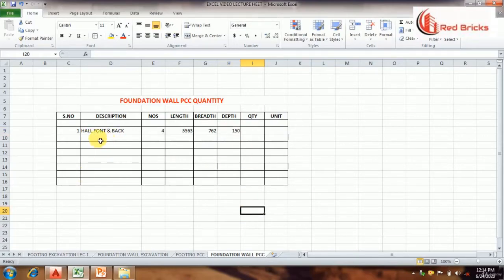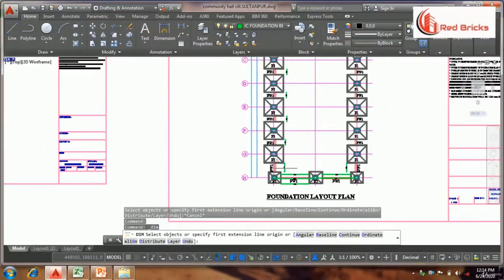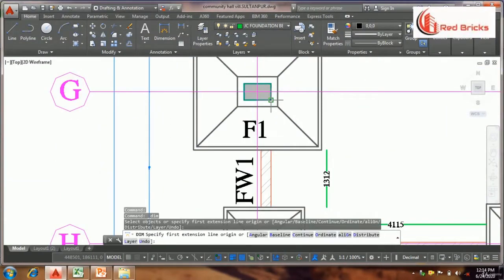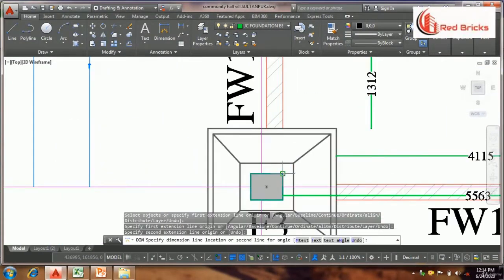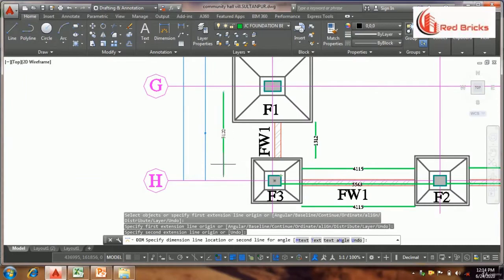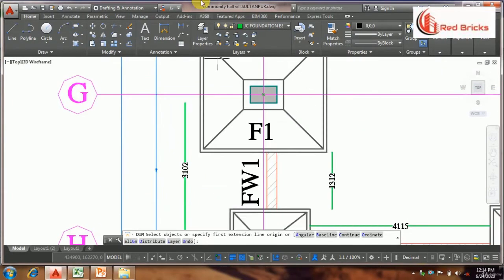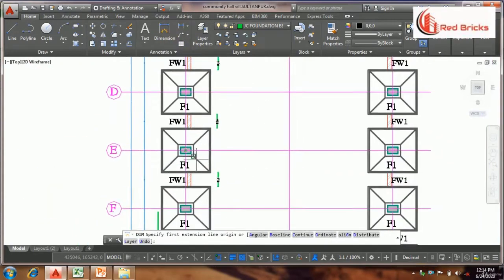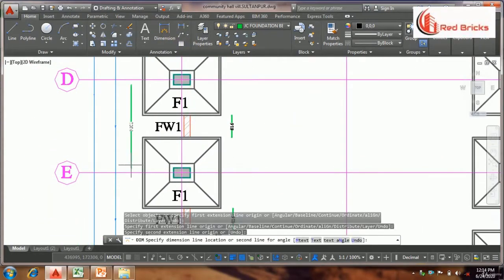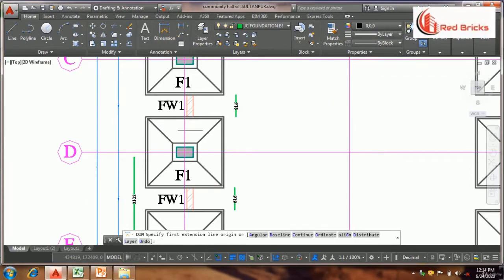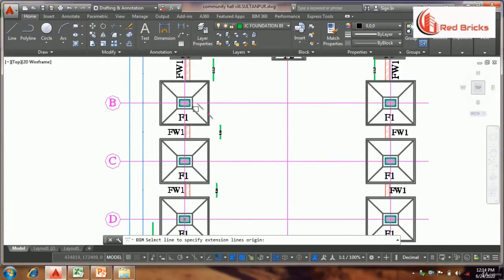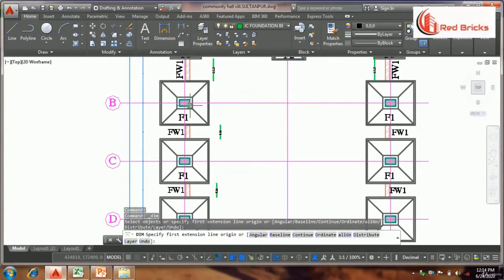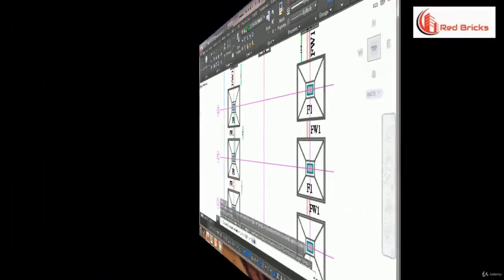Let us move on to LHS and RHS. The distance between columns from F1 to F3 in the LHS is 3102 mm. Let us check the other columns, and the length is the same for all of them. In the left hand side we have columns of equal length. So in the right hand side they will be the same.